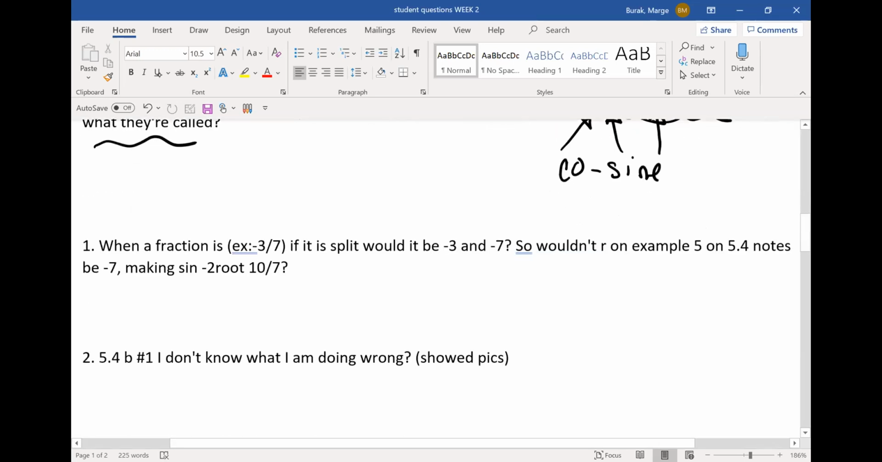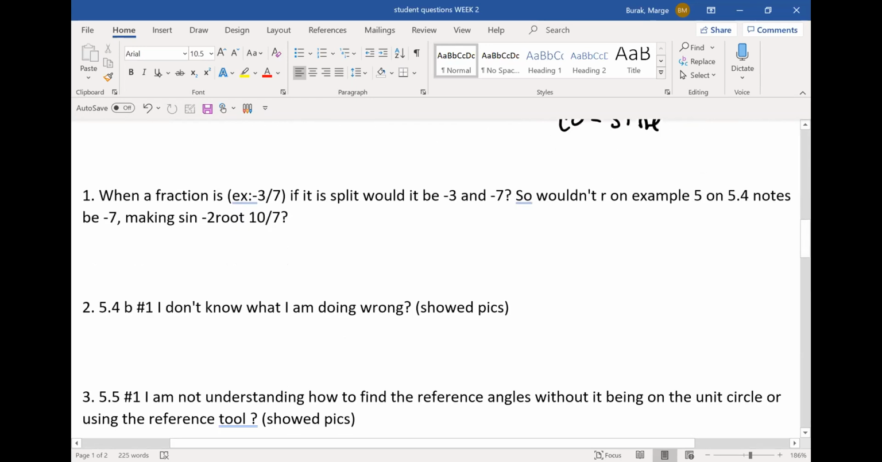And this was a good one. If it's split up, it's a negative. Could they both be negative? No, remember we talked about that. The negative is on the top number or the bottom number, but not both. But these are really good specific questions, and I appreciated that.